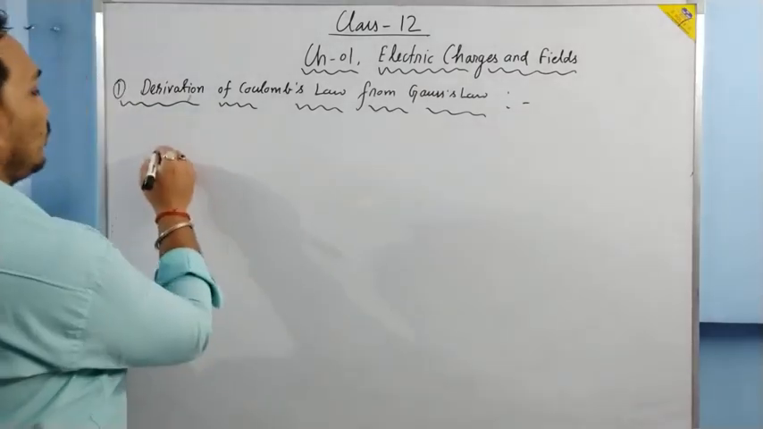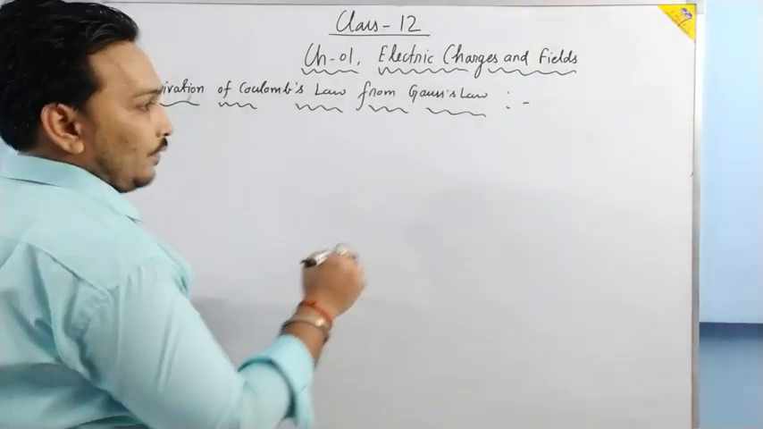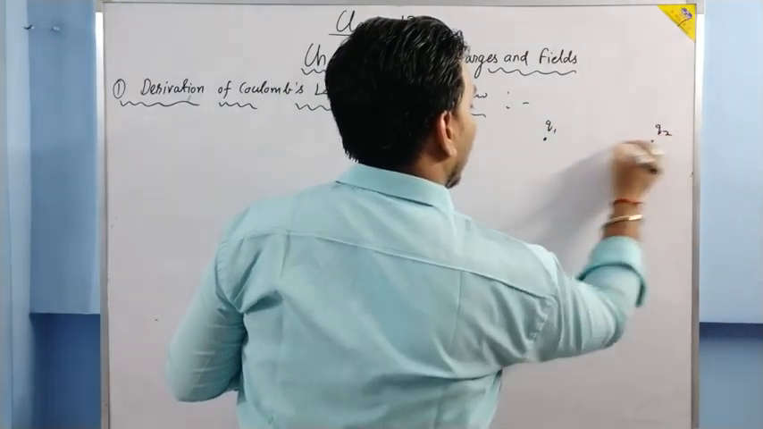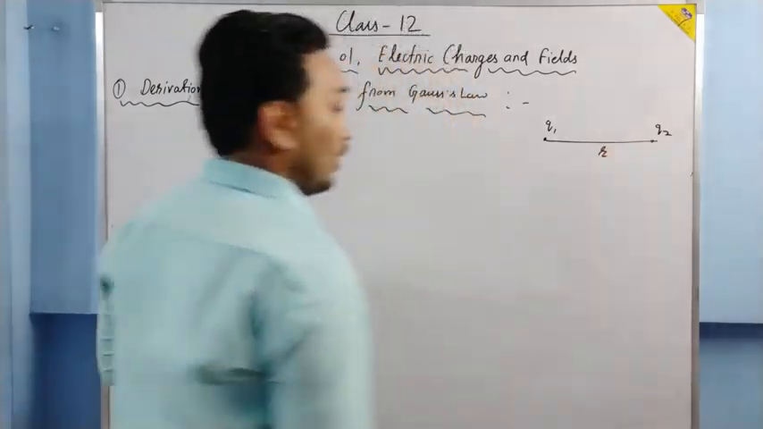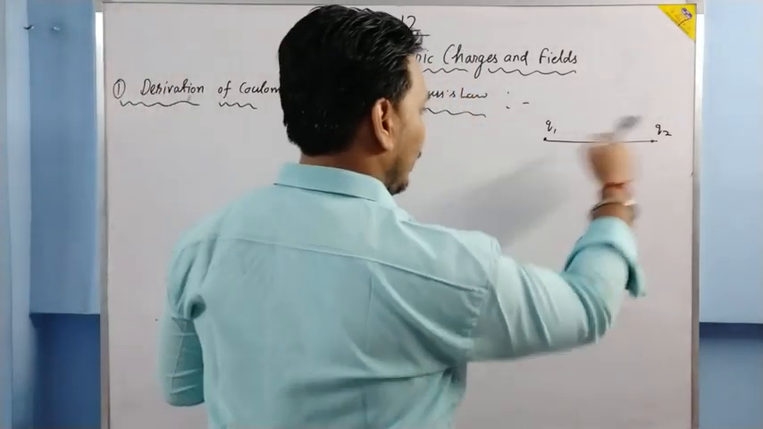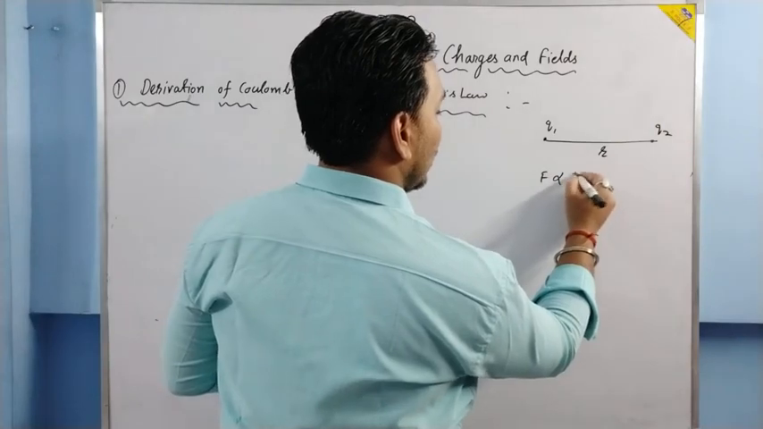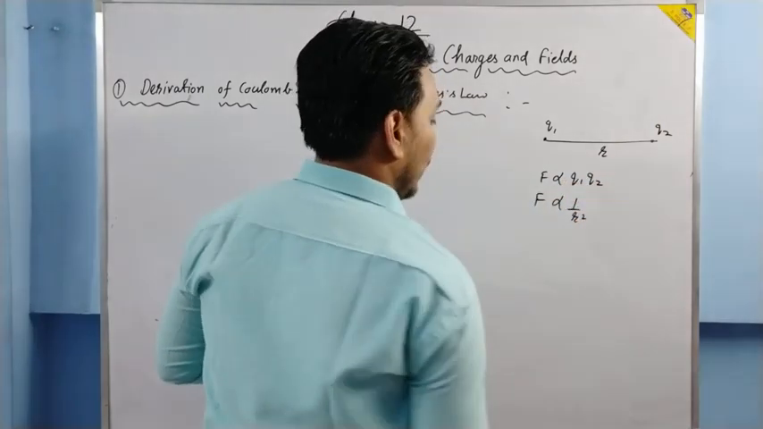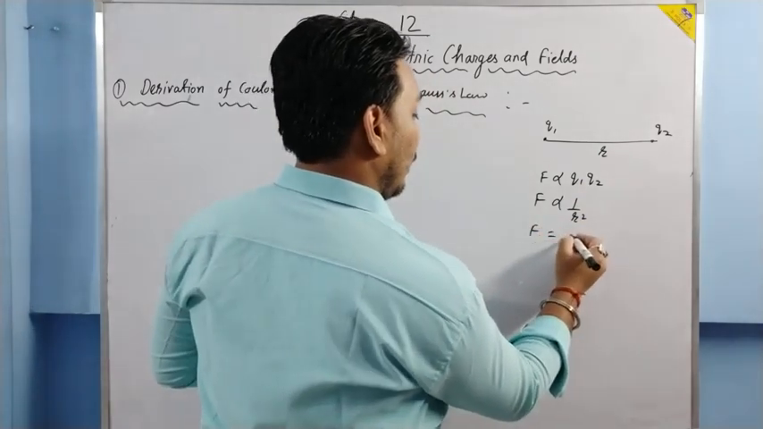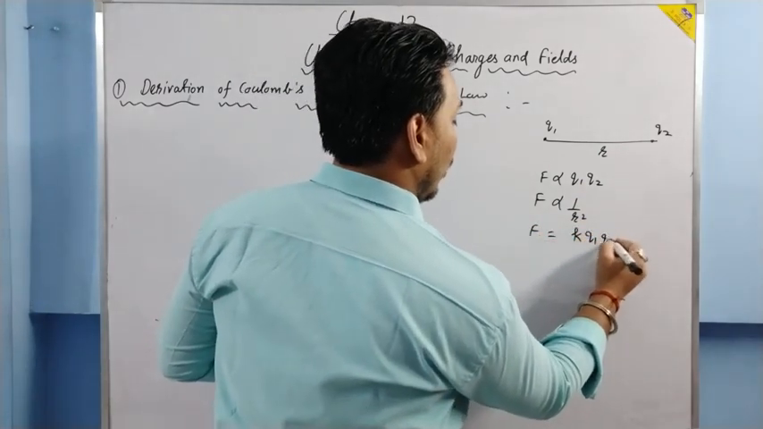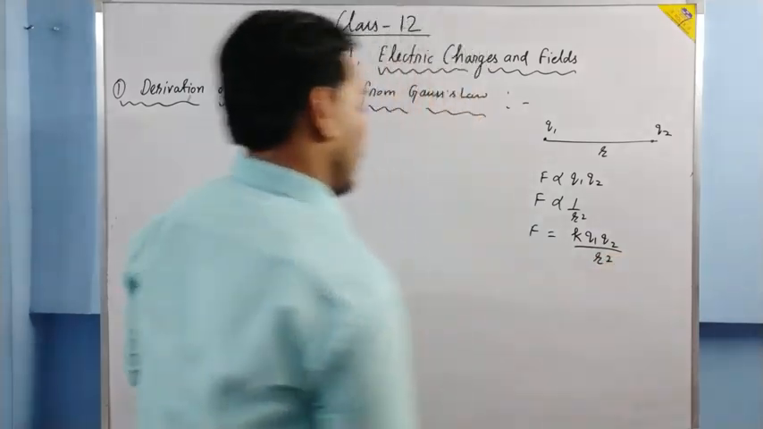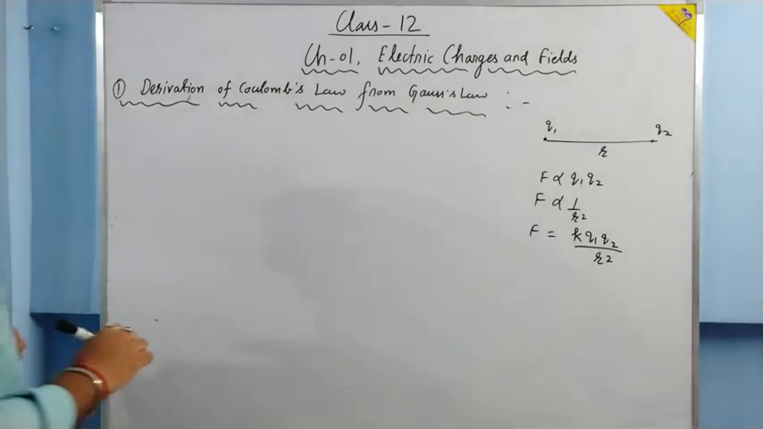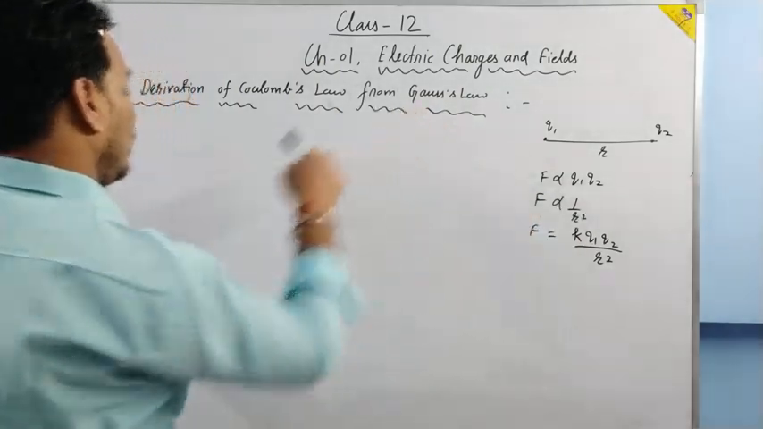What is Coulomb's law? Coulomb's law says that if two charges are there, Q1 and Q2, and the separation between them is a small r, then there is a mutual force acting between these charges, which is directly proportional to the product of the magnitudes and inversely proportional to r square. And if we apply the constant, we get k q1 q2 by r square. That is the formula we have studied in Coulomb's law. Now we will try to prove this formula by using Gauss law.